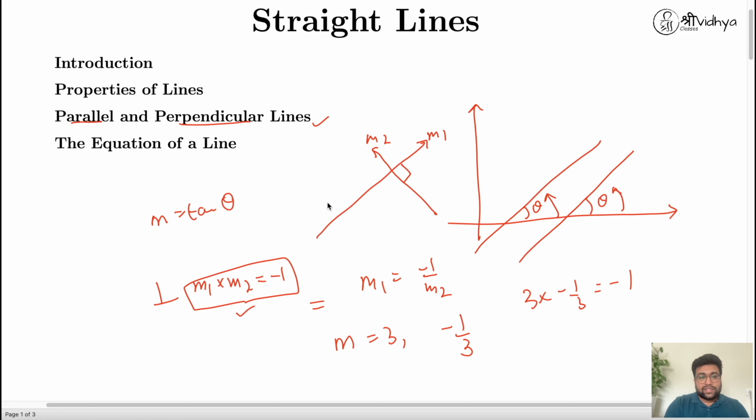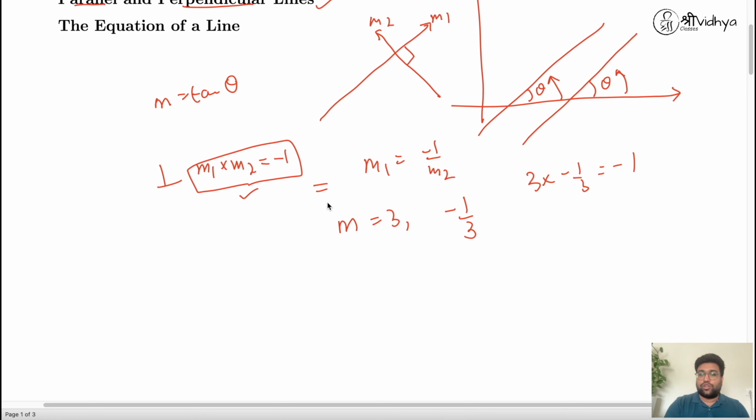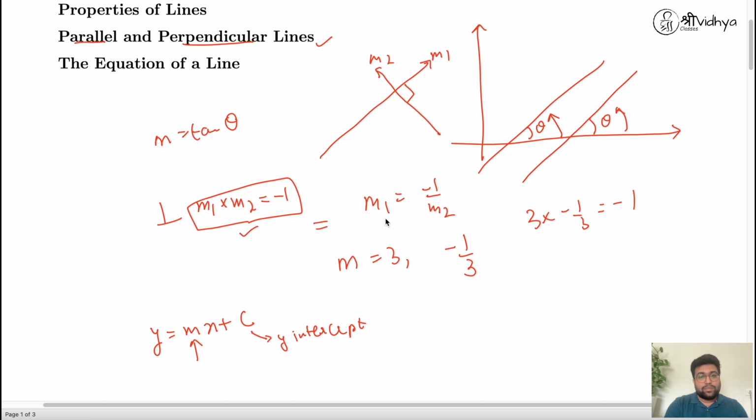Now using this, we can also find the equation of a line. Generally the equation of a line is written as y is equal to mx plus c, where m is obviously the gradient of the line and c is the y-intercept. If you know what a y-intercept is, you can pause the video and write it in the comment section. And for those of you who don't know what y-intercept is, continue.